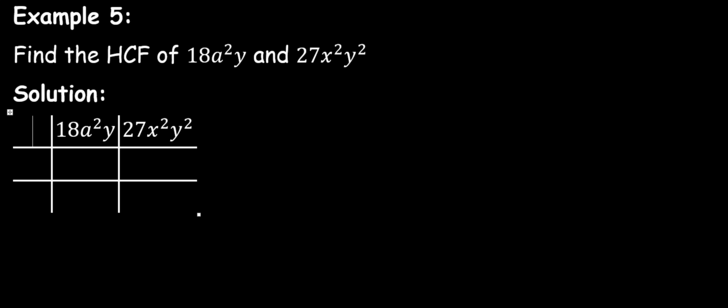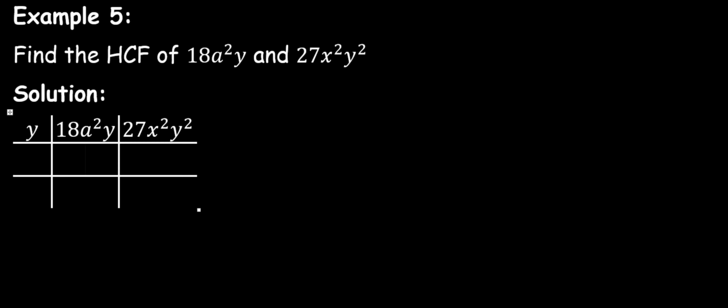Looking at the letters first, let's take the letters first this time around. The common letter that can divide through both given values is Y. When Y divides 18A squared Y, you will be left with 18A squared. When Y divides 27X squared Y squared, you will be left with 27X squared Y. There is no other common factor in the letters.